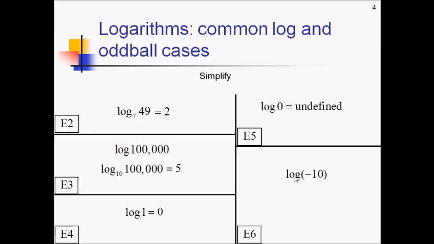For this one, we're asking, what do I have to raise 10 to get negative 10? Now, again, there's nothing you can raise a positive to get a negative, so this is also undefined. And you might remember from the graph of logarithms that the graph is completely undefined. There is nothing for the function to the left of the y-axis.